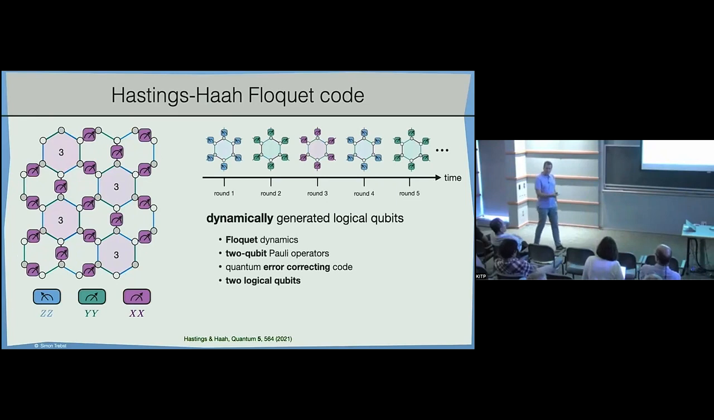Well, that's interesting because our friends over at Station Q, Hastings and Haah, have found out that dynamics of rotating these measurements and doing this for a long time will dynamically generate a logical qubit. So something very powerful, coming out of this Floquet dynamics and just 2 qubit Pauli operators. So it's another type of quantum hierarchical code that you generate dynamically. And now let's play with this idea of weakening the measurement in this protocol.